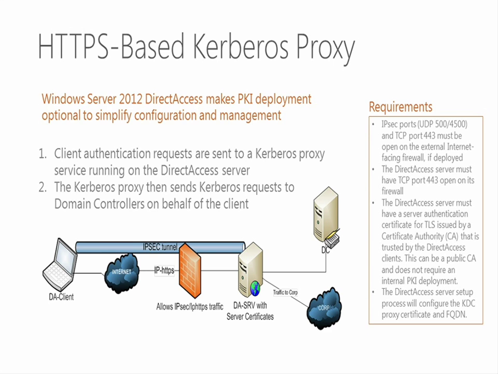So notice here we've got a list of the requirements. You have to have certain IPsec ports open. I think it's UDP 500 and 4500, as well as TCP port 443 must be open on the external firewalls for DirectAccess to work. The DirectAccess server must have a certificate for TLS issued by the appropriate servers, and it must be set up to configure the KDC proxy certificate as well as the FQDN. So there are some steps that we have to go through. It's still not trivial to set up, but it's a whole lot easier than it was in previous versions.